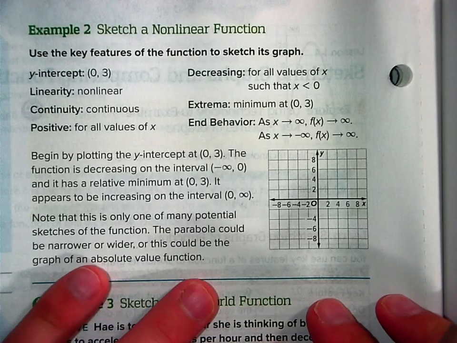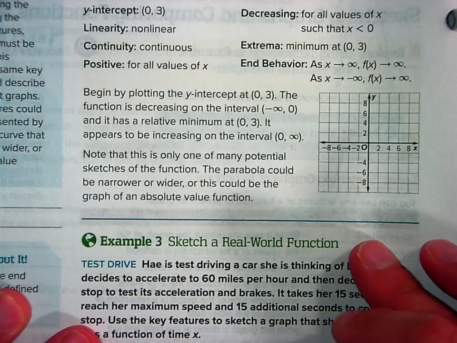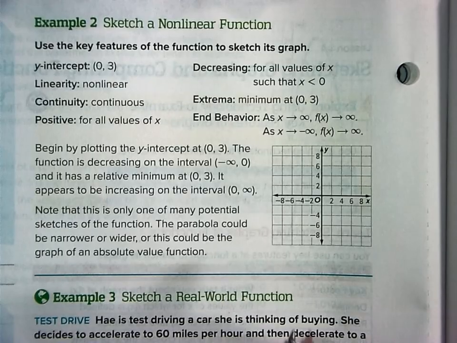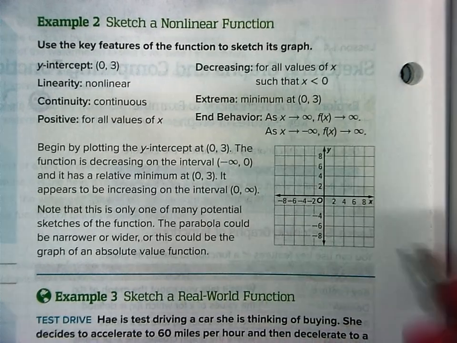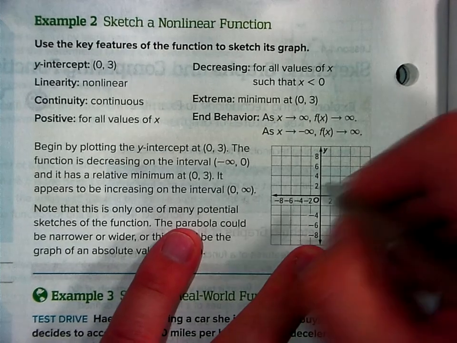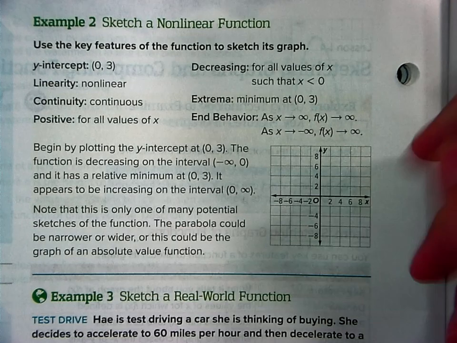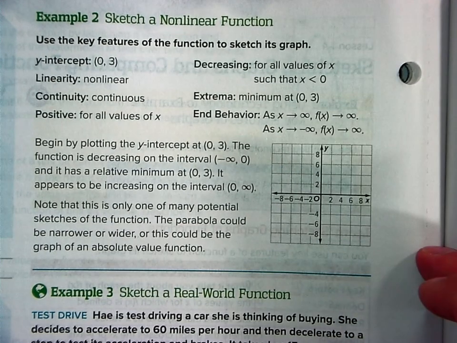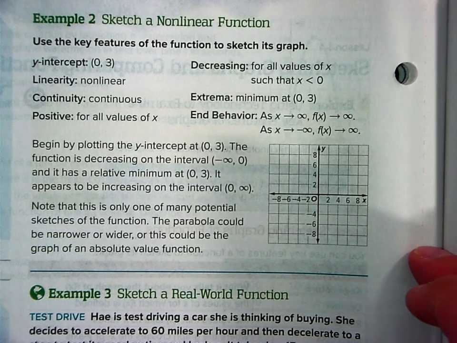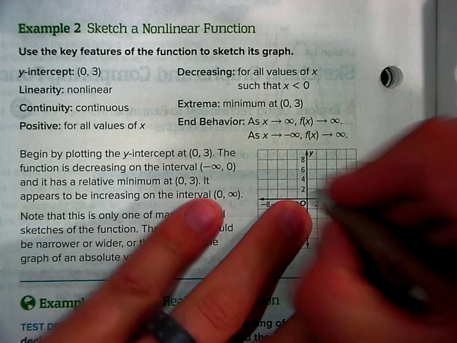All right, example 2, sketch a non-linear graph. That means a graph that's not a straight line, non-linear. Use the key features of the function to sketch the graph. Y-intercept, where's my y-intercept going to be? 0, 3. So go over 0, up 3, and put a point, please. The next thing we know, so 0, 3, I put a point there.